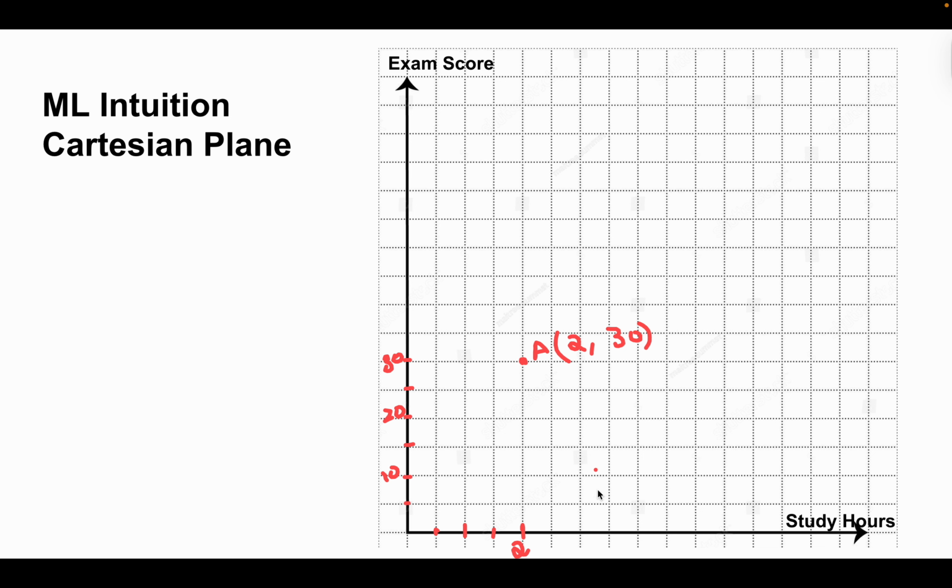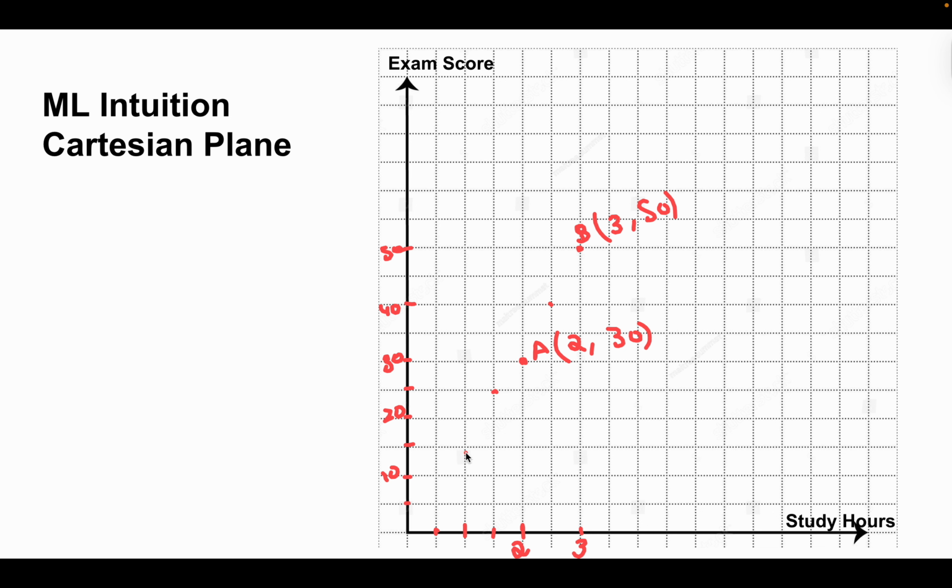There is another student who studied, let's say 3 hours, and he scored, let's say 50, so this is 40 and this is 50. This will be the person B, and the coordinates for the person B will be, on the x-axis, he is studying 3 hours, which is 3 comma 50. He scored 50, right?